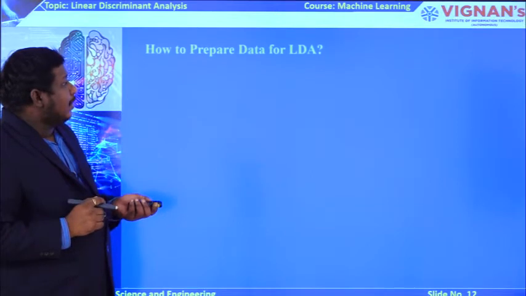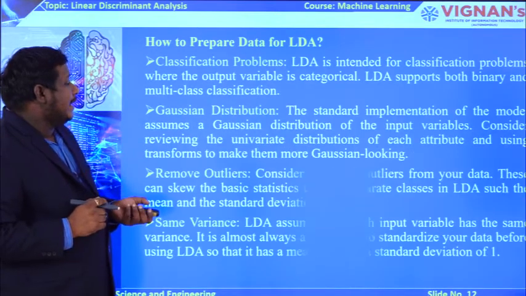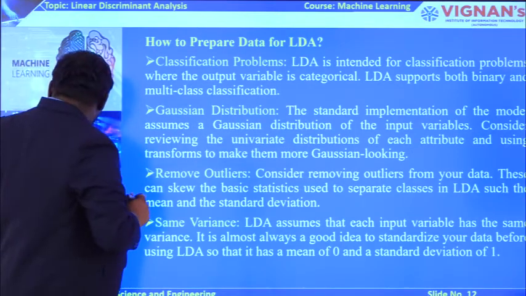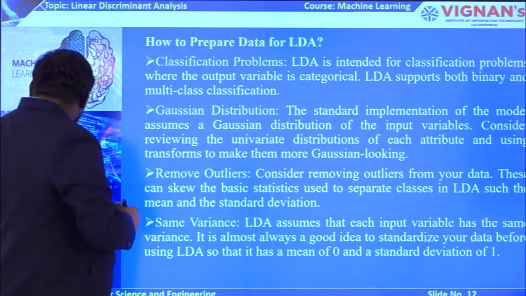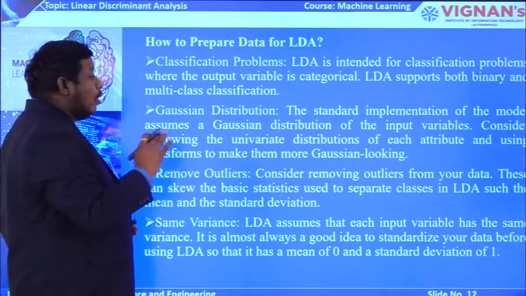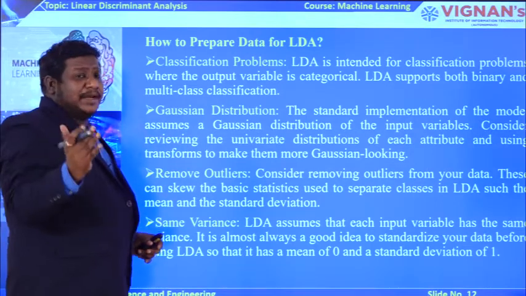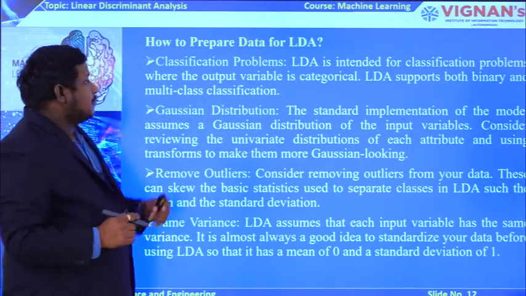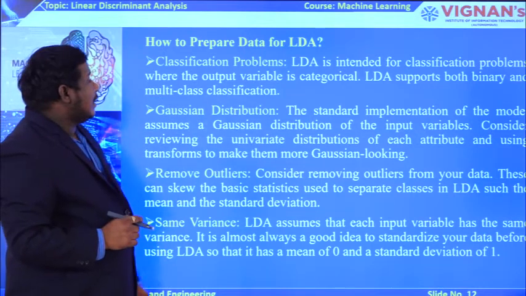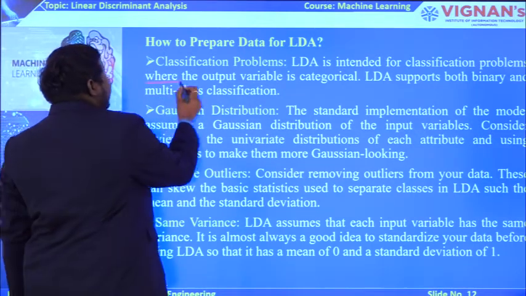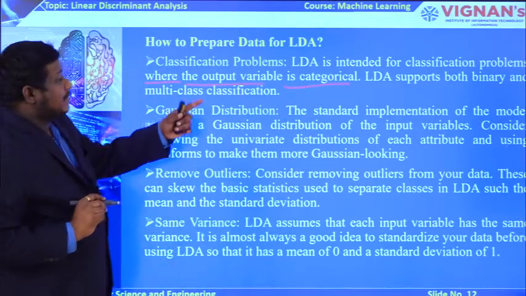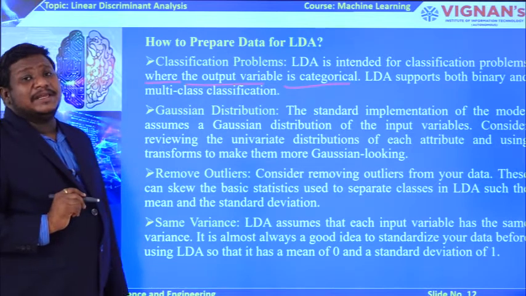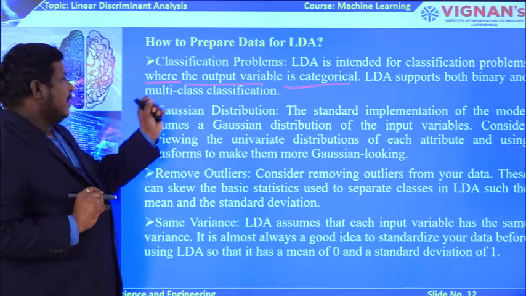Now, if you want to work with this LDA, how can the data be prepared? If you want to implement this LDA on a particular data set, how can the data be converted? First one is classification problems. LDA is intended for classification problems where the output variable is categorical. That means LDA supports both binary and multi-class classification. That is the main point here.